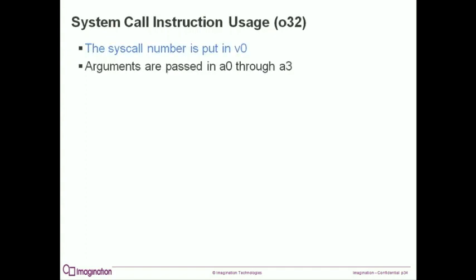Here is a run-through of using a system call in Linux that uses the O32 standard. The system call number is put into the V0 register. This makes it easier to retrieve instead of using the field in the instruction. The arguments to the system call are passed in the argument registers A0 through A3. Any return values can be passed back into the user code through registers V0 and V1.